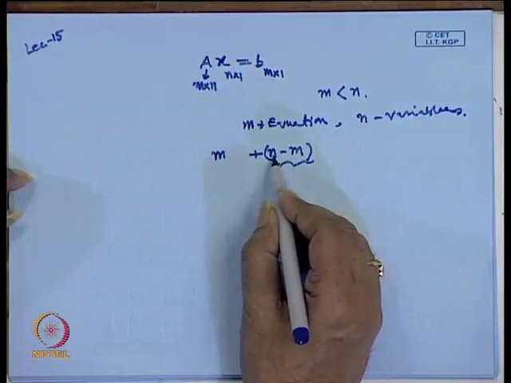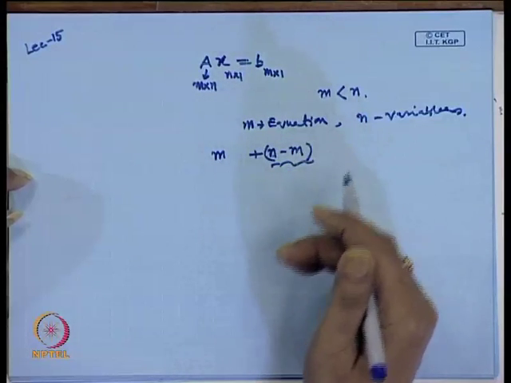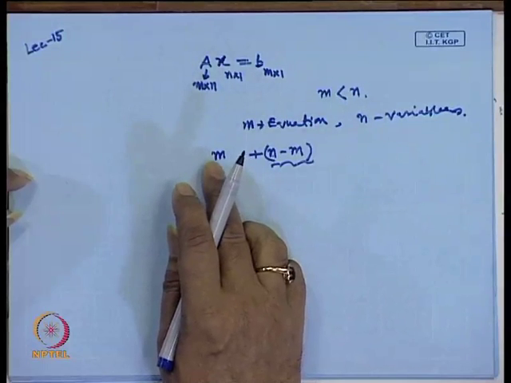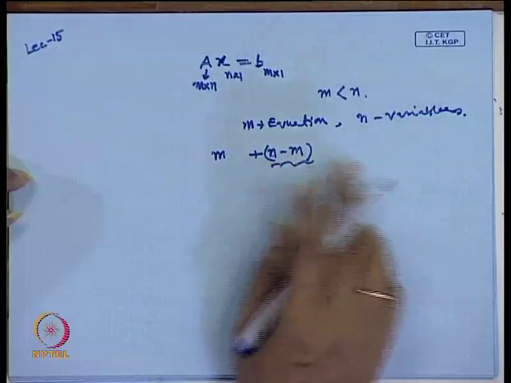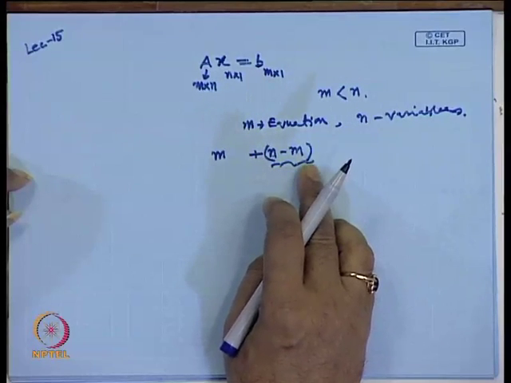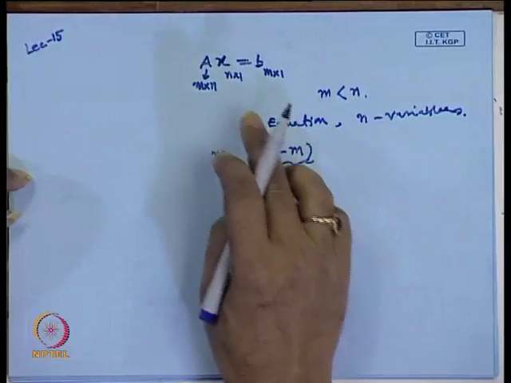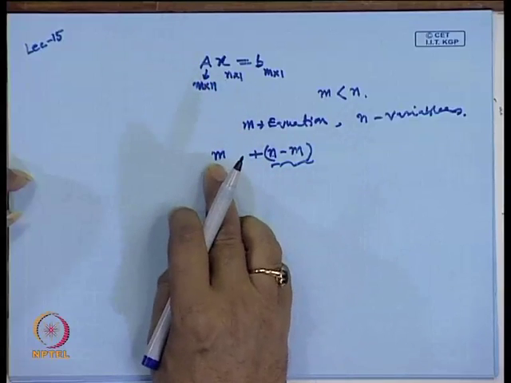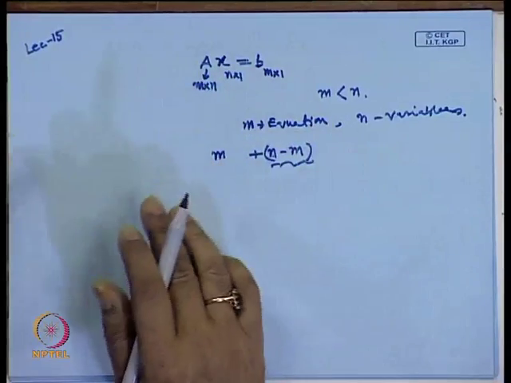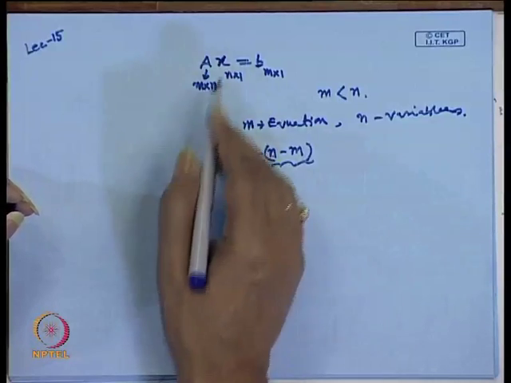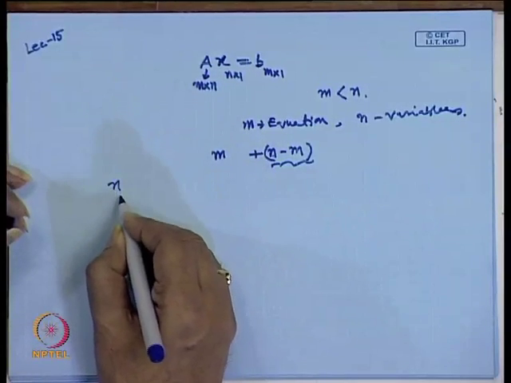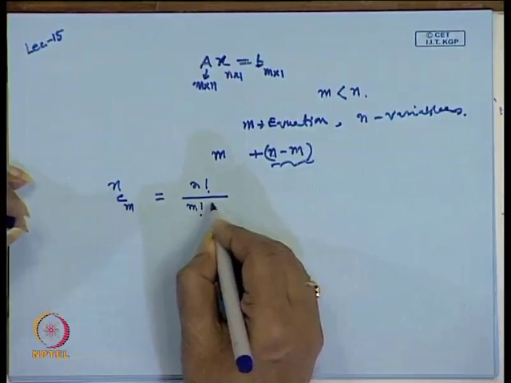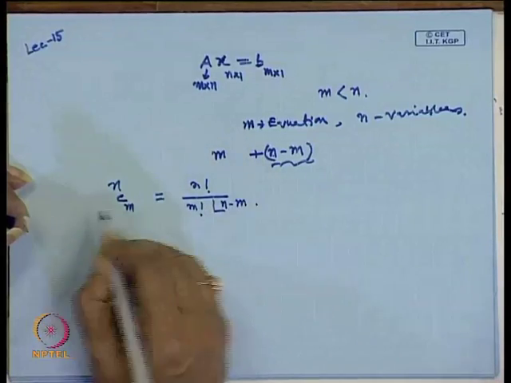Now, the question is, if the last n minus m variables of x are assigned 0, then the first m variables of x we can find out. In that situation, when we have assigned the last n minus m variables of x to 0 and in turn found the first m variables of x, that solution is called a basic solution. The number of basic solutions we will get is n C m, that is equal to factorial n divided by factorial m and factorial n minus m, which we have seen.